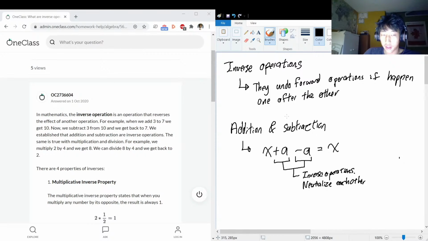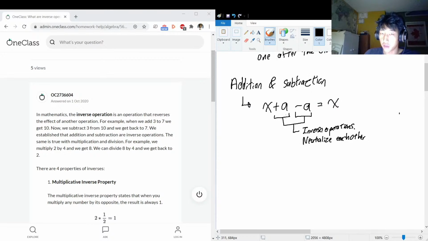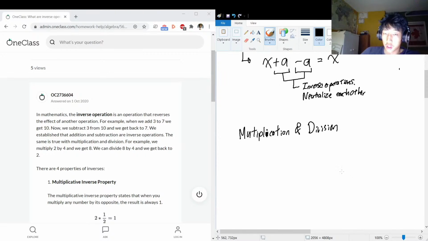Okay, and the next pair of inverse operations we know is multiplication and division. If you divide by something, it's the same as multiplying by its reciprocal, which is an interesting way of looking at things. So if we do a divided by b, that's the same as a multiplied by 1 over b, which is the same as a over b.